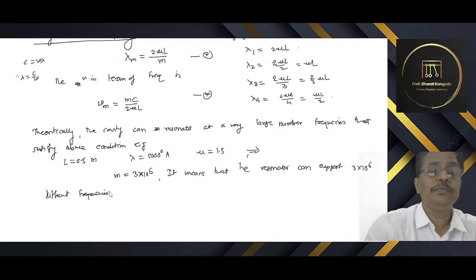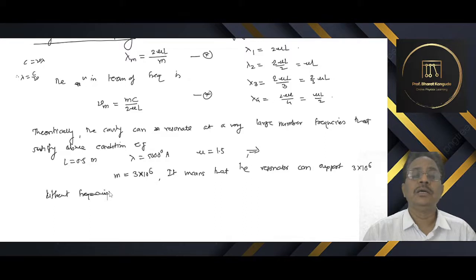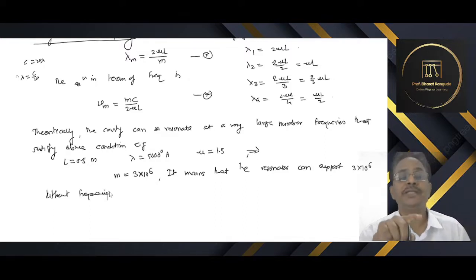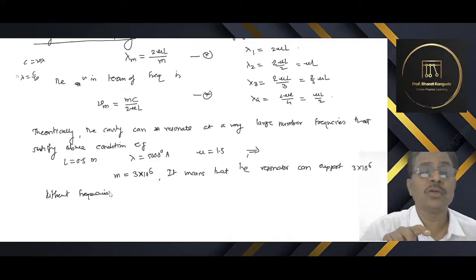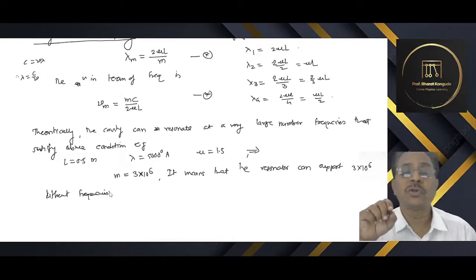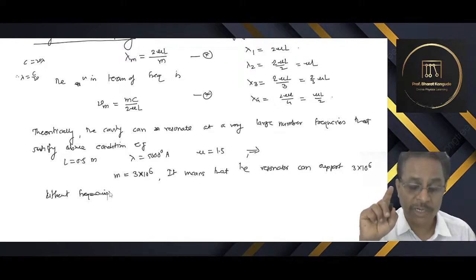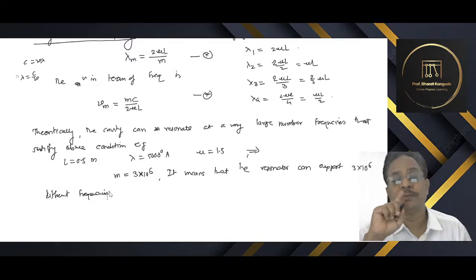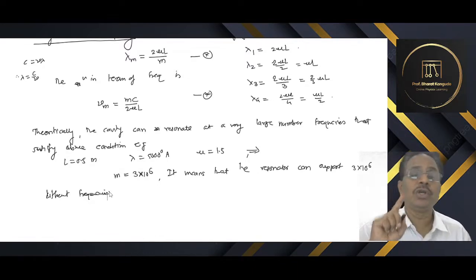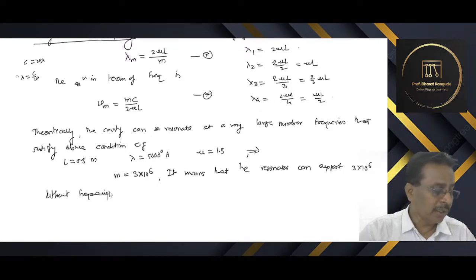So different frequencies, this particular resonator of length L, for this combination, that means value of L is equal to 0.5. I have prepared a resonator of length 0.5 meters. I have taken a wavelength of 5000 angstroms, and if mu, the material medium, has a refractive index of around 1.5, then theoretically it is going to support 3 into 10 raised to 6 different wavelengths, but this is theoretical. Practically it doesn't support that much.